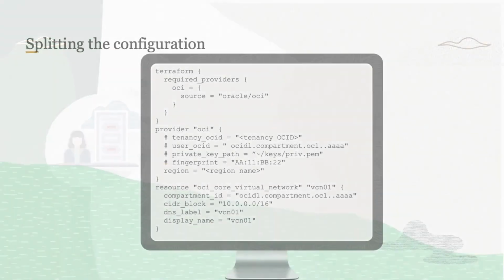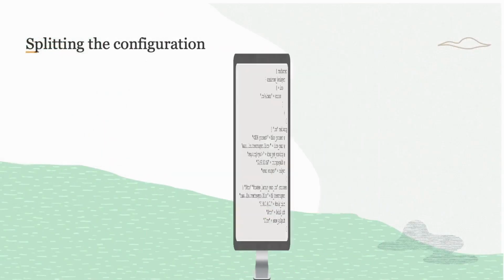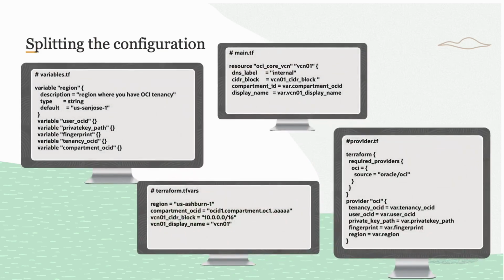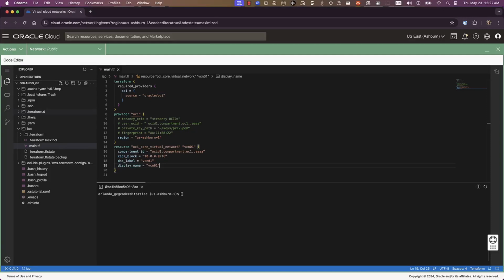Splitting the files makes it easier to organize the resources and increases readability. This is how our configuration will look after we split. You can split the files as you wish. Terraform combines them and sorts the order properly before applying. Picking up the file from where I left off, let's start by creating a variables.tf file.